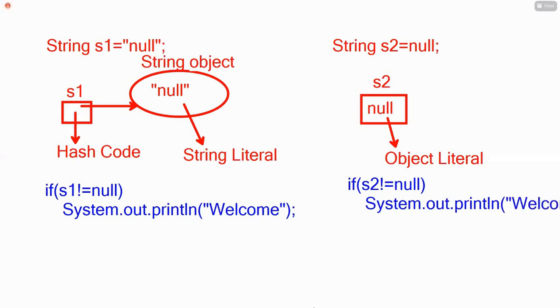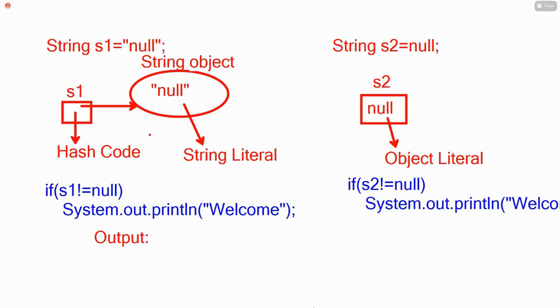Now what will be the output? Here, what is the output? Welcome. Here, what will happen? Nothing. The output is... First, S1 not equal to null. The not equal to operator, where will it check, in the object reference or the object? Object reference. You're not giving an answer, which means you're not confident.